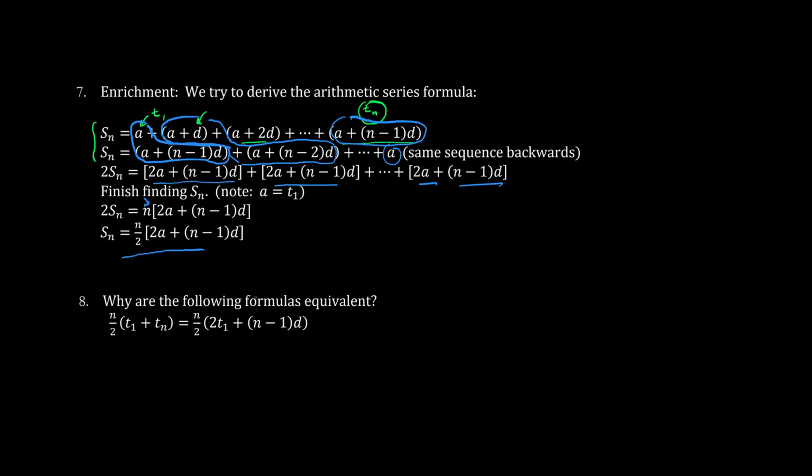Now, why are the following formulas equivalent? This here is your Sn formula, as well as this formula here, the one we just derived. A happens to be T1. Why are they the same? It's because we substitute this expression here for Tn. Tn equals T1 plus (n minus 1)D. It's one formula. And we replace this with this part here. And so T1 plus this expression here, T1, becomes 2T1. And this part gets copied over here.